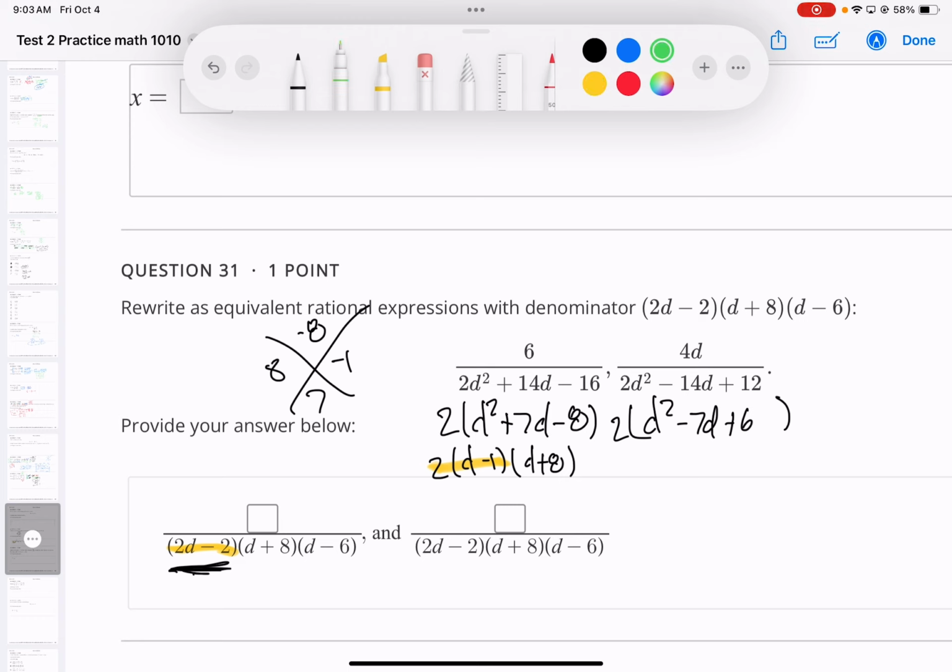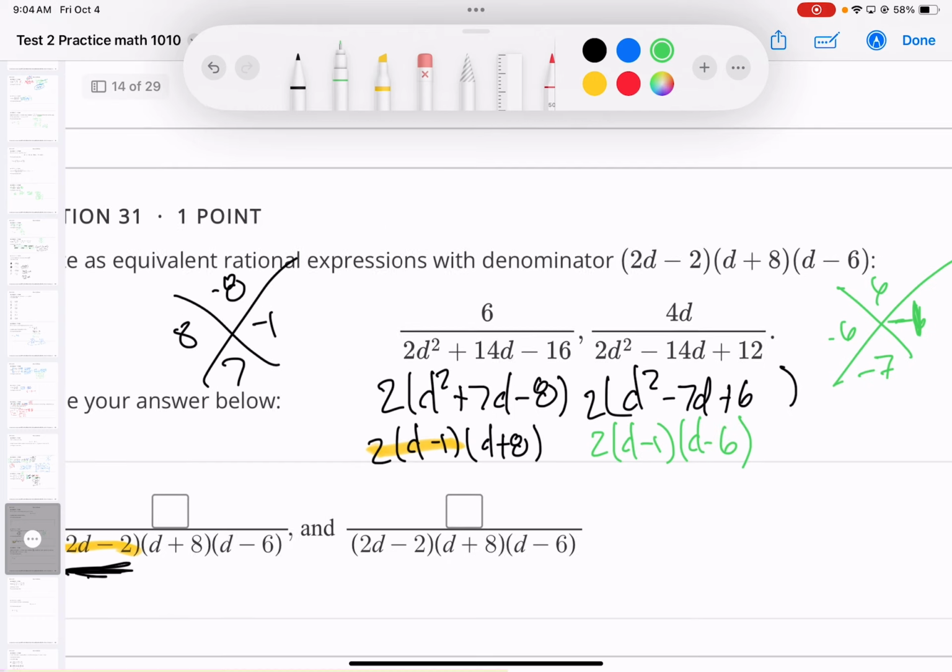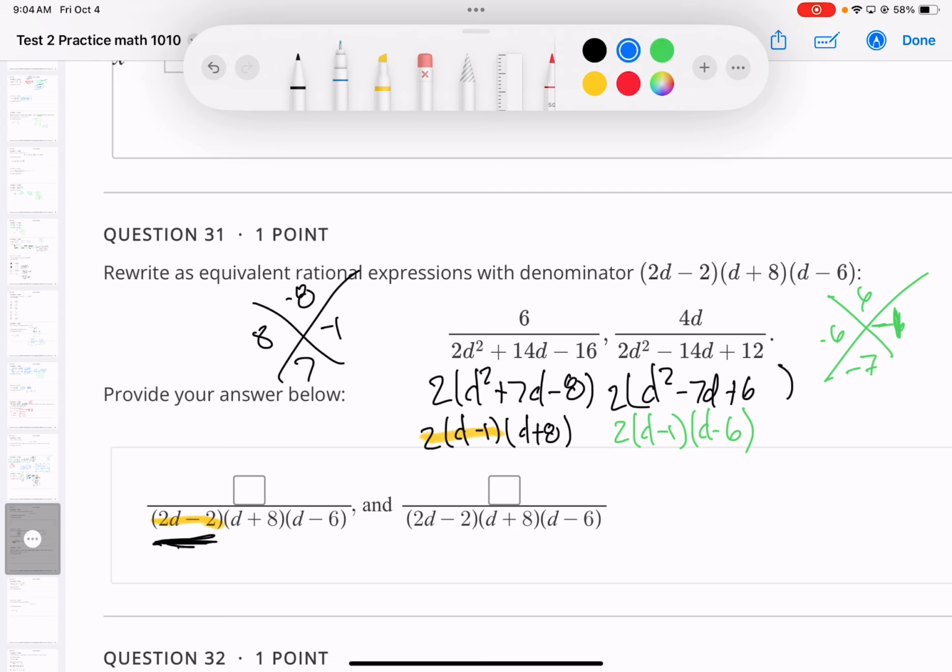So let's come here. We got 6, negative 7. So that's a negative 6, negative 1. So once again, it's a 2 and then a D minus 1, D minus 6. So the ones that they don't share are the D plus 8 on the one side. So I would need to times this by D plus 8. And then the left-hand side is the D minus 6.